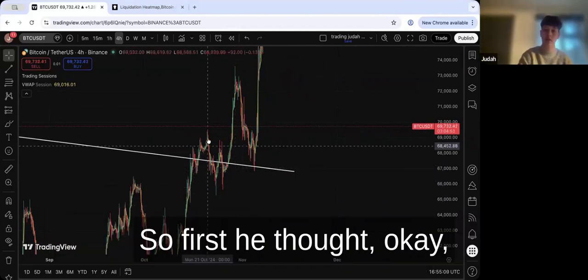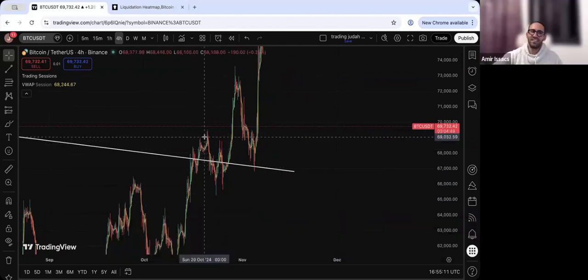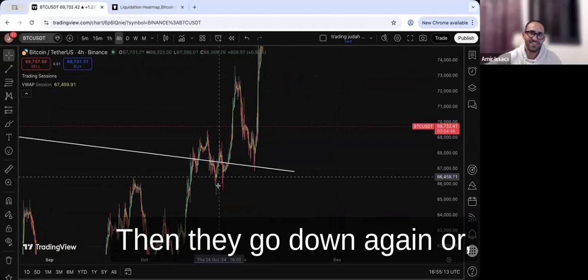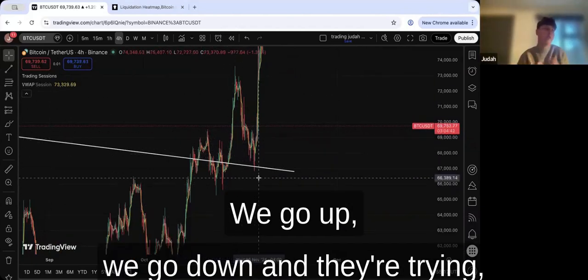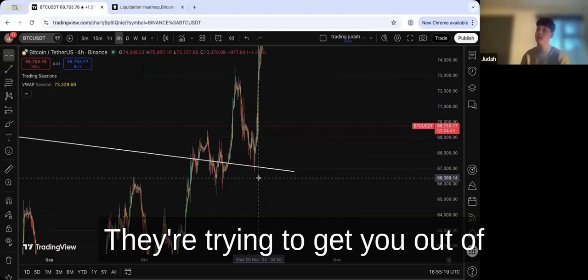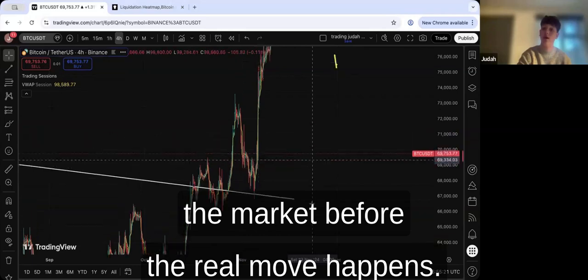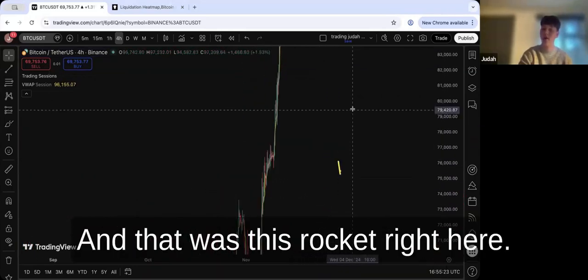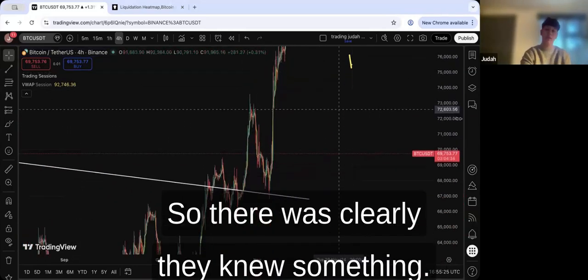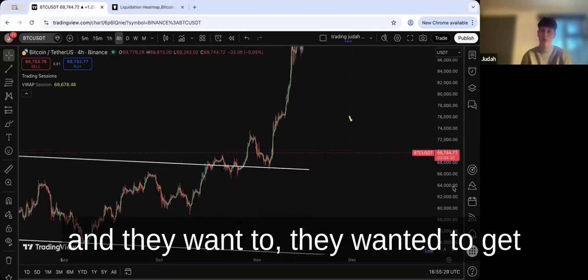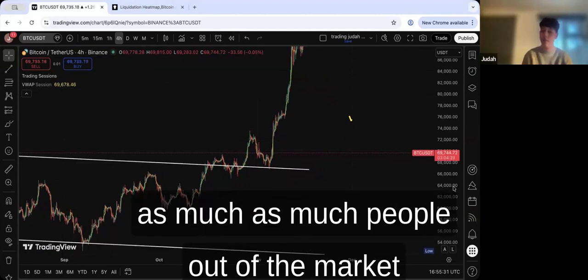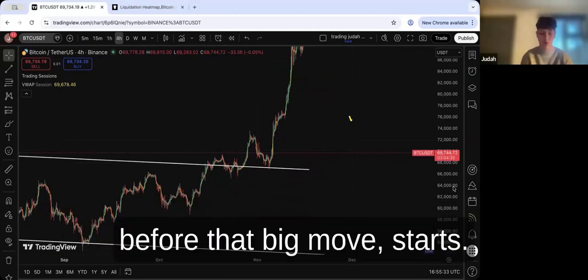First you thought, okay, we were breaking out. People go long. Then it goes down again, and people start getting bearish. We go up, we go down, and they're trying to confuse you. They're trying to get you out of the market before the real move happens, and that was this rocket right here. They clearly knew there was a big move coming, and they wanted to get as many people out of the market before that big move starts.